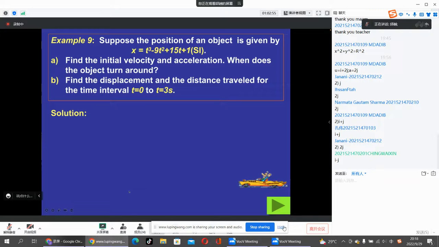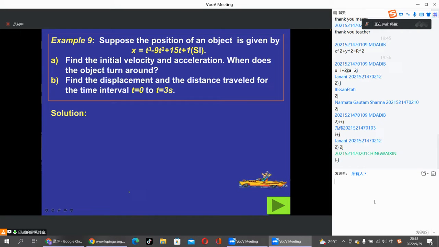Suppose the position of an object is given by x equals t cubed minus 9t squared plus 15t plus 1. Problem A, find the initial velocity and acceleration. When does the object turn around? In order to find the initial velocity and acceleration, we should first take the derivative.